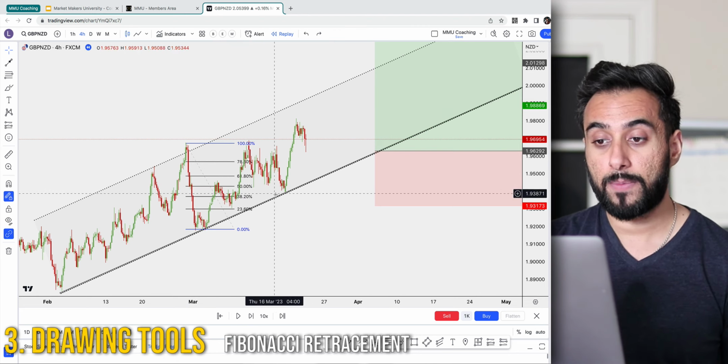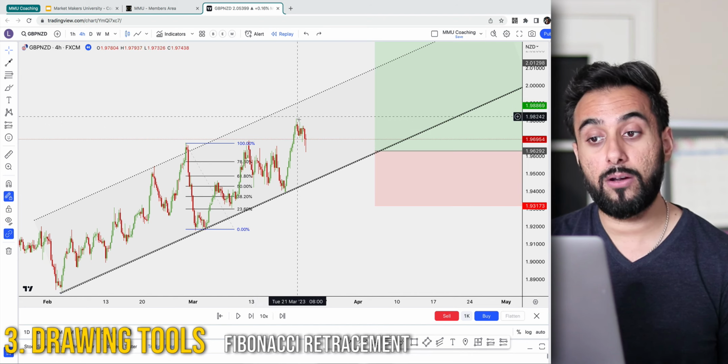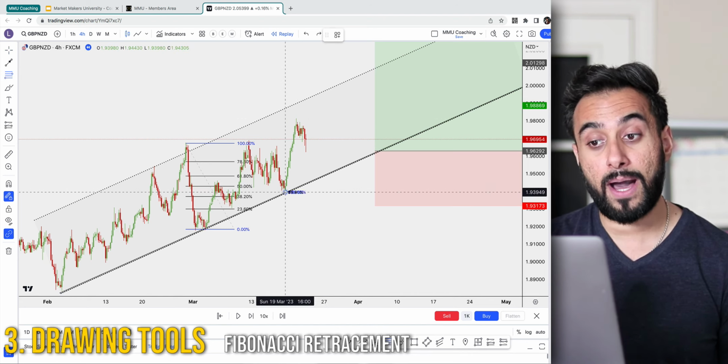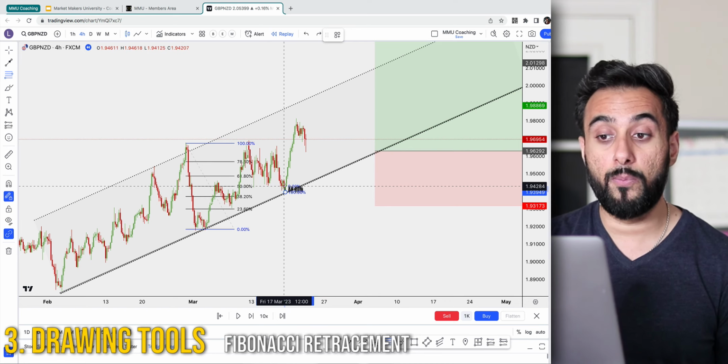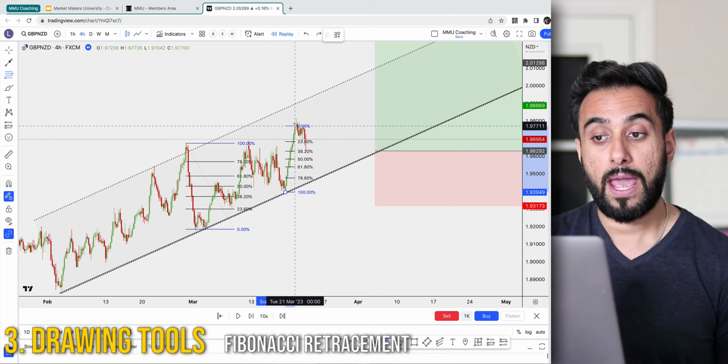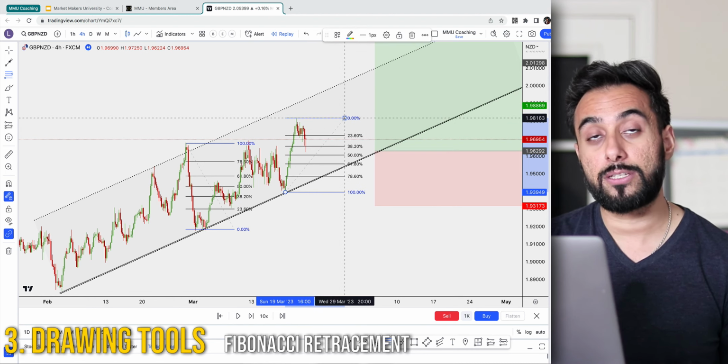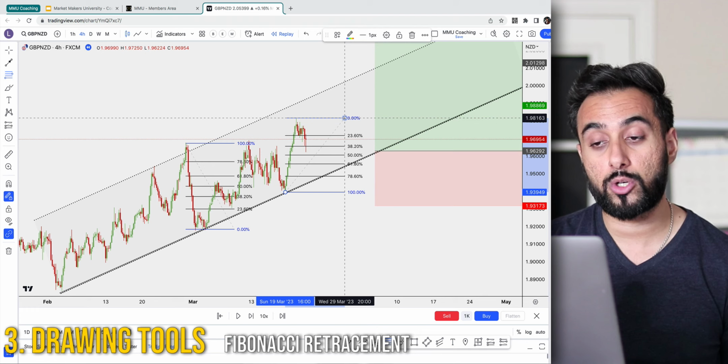So we see here's a relative low, then here is a relative high. How we're going to use the Fib is we're going to start the Fib from the bottom, because the price action is moving upwards, and then we're going to end the Fib at the relative high. So now we need to ask ourselves, where could the price retrace to?